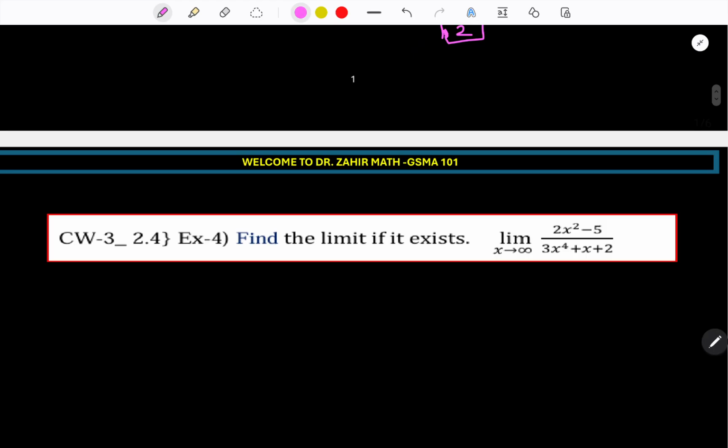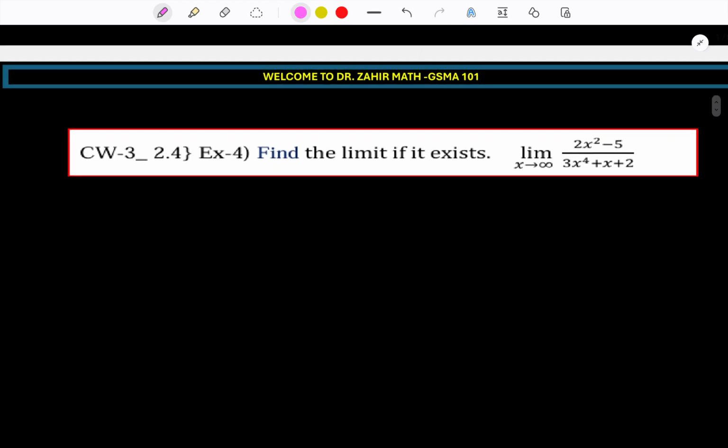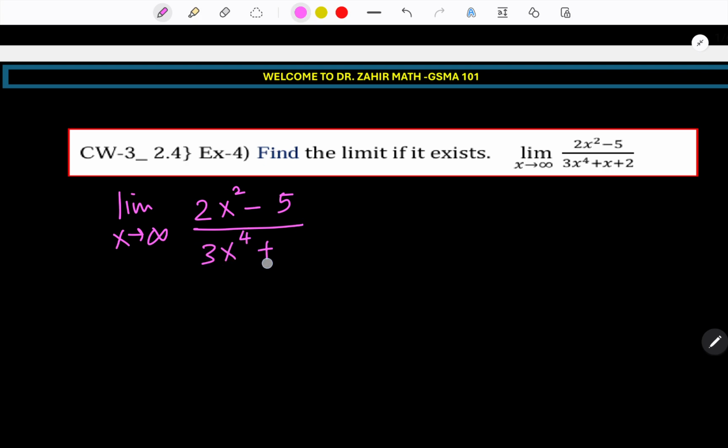Let's go to the next question, the same type: limit x tends to infinity of 2x square minus 5 over 3x power 4 plus x plus 2. In the numerator the highest power is x square, and in the denominator the highest power is x power 4. You could divide each by its own highest power, but it doesn't matter, you can divide by the highest power.